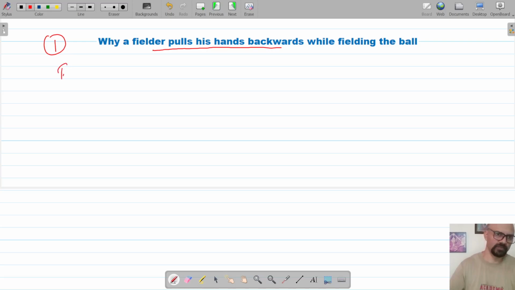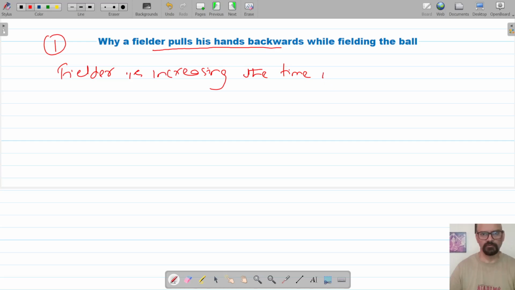The fielder is increasing the time to catch, or the time of impact of the ball on the hand. So he's increasing the time while catching a ball, and why is he doing so? While he pulls his hands backwards, he is increasing the time to catch the ball.